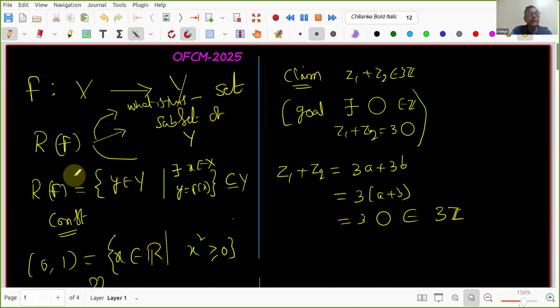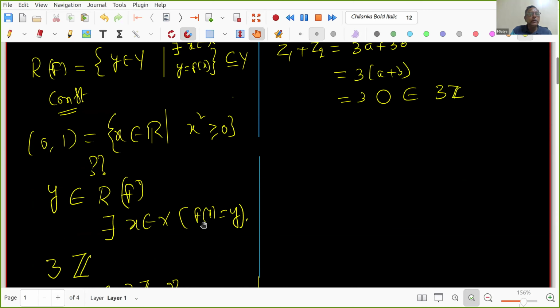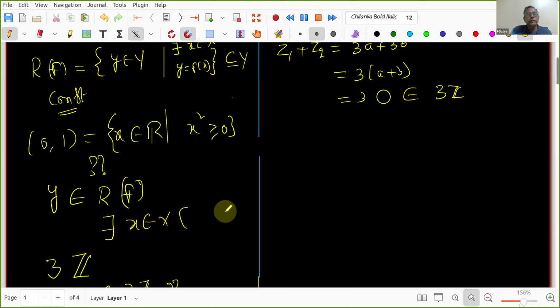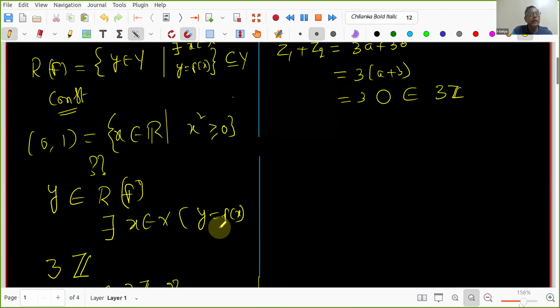So that's why the range of f is very crucial. What do you mean by an element y is in the range of f? That means there exists an x in X such that y is equal to f of x. It is better to type that, right? y is equal to f of x. Of course, f of x equals y, but we are asking for y. y is in the range of f means there exists an x such that y is equal to f of x. f of x equals y is also correct. This is very relevant.